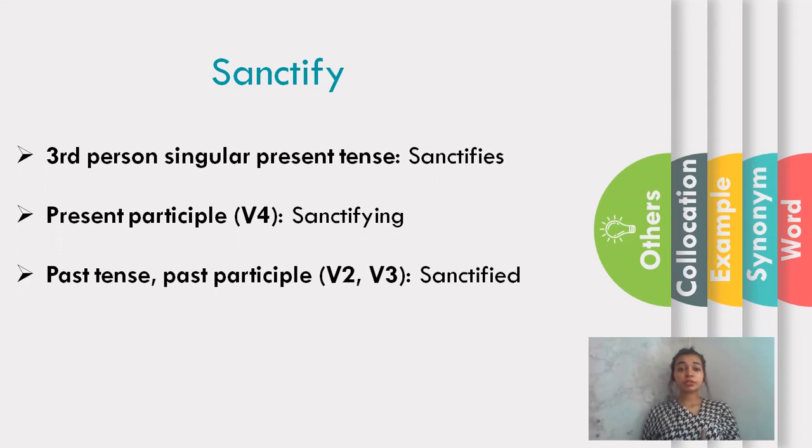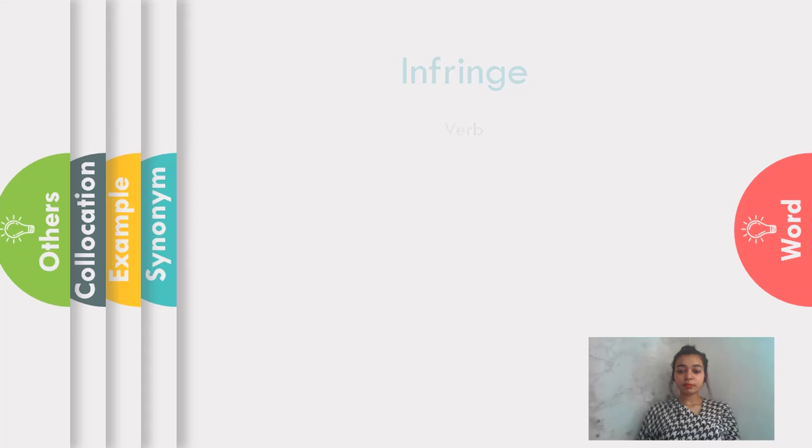The third person singular present tense of sanctify is sanctifies, like he sanctifies, she sanctifies. The V4 or present participle form of sanctify is sanctifying, and the past tense and past participle form of sanctify is sanctified. Okay, so now let's move to our third word.